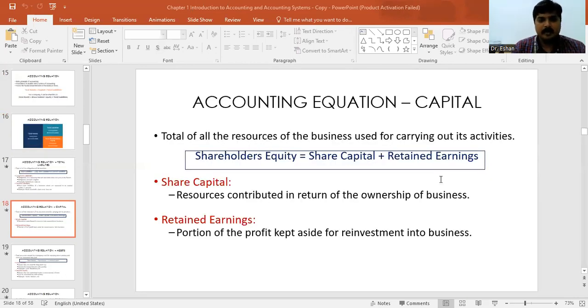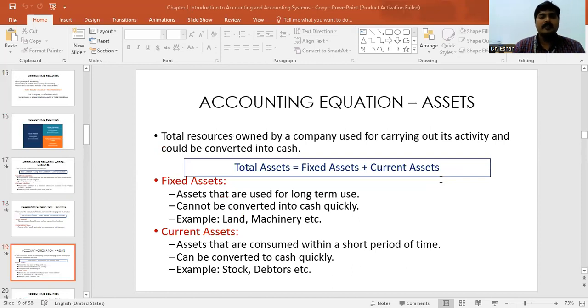What is this share capital? Share capital is a resource contributed in return for ownership of the business. Retained earning is the portion of profit kept aside for investment into the business. So here you can see the fixed asset that is used for long-term use. It may be machinery, land. If machinery, land, or fixed asset is more, it is considered that wealth will be high. How can we find out the total asset? That is fixed asset plus current asset.